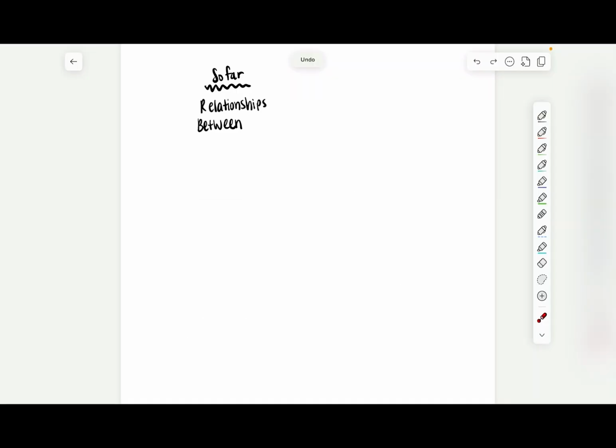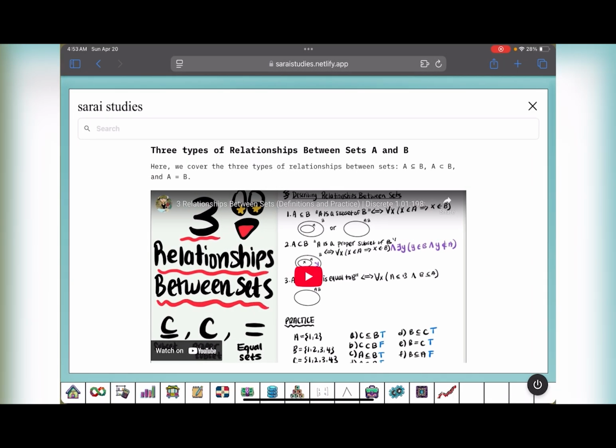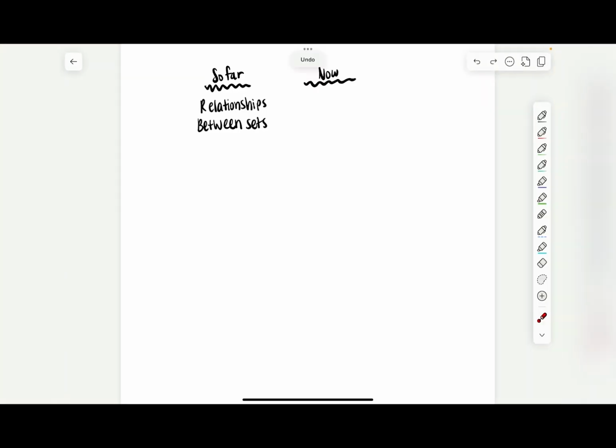So far, we have studied the relationship between sets, which is what we did in this video. But now we're going to study the relationship between elements, and there's two ways we can go with this. We can either study the relationship between elements in the same sets or the relationship between elements in different sets.